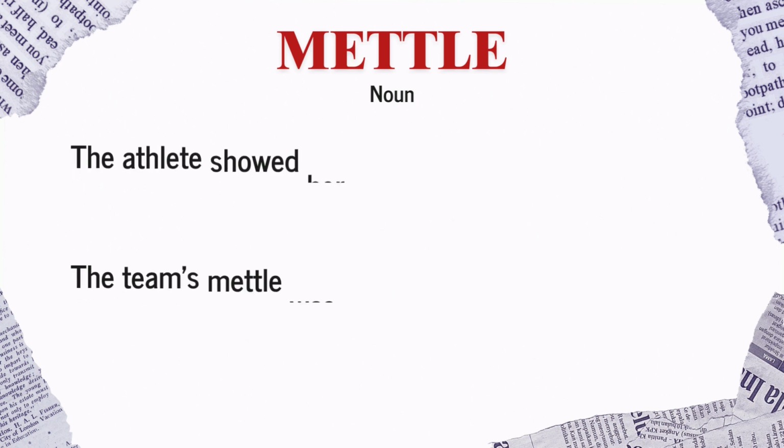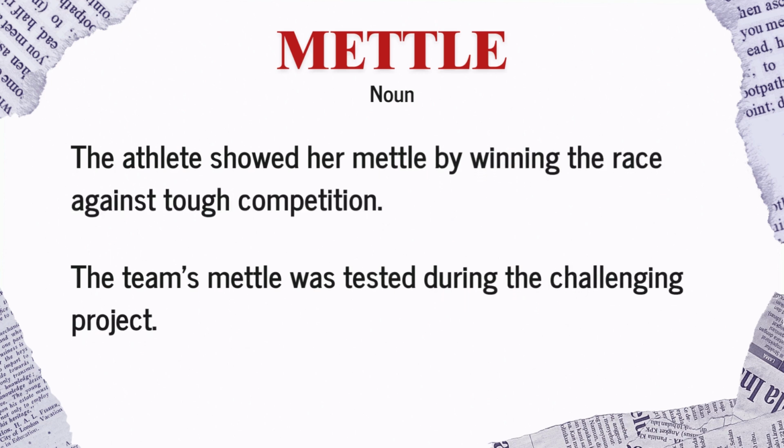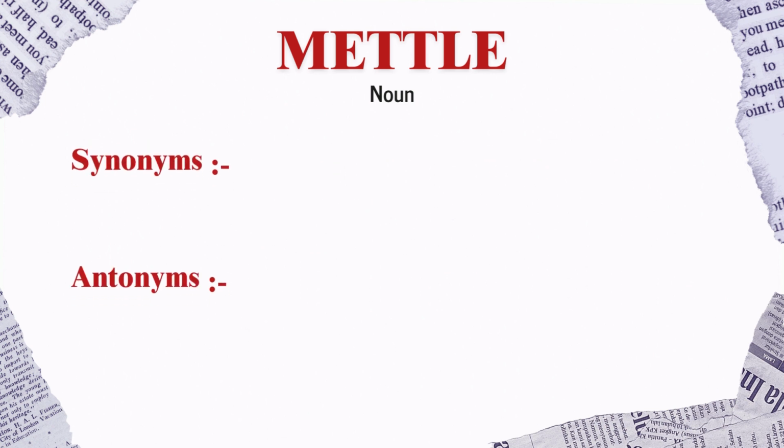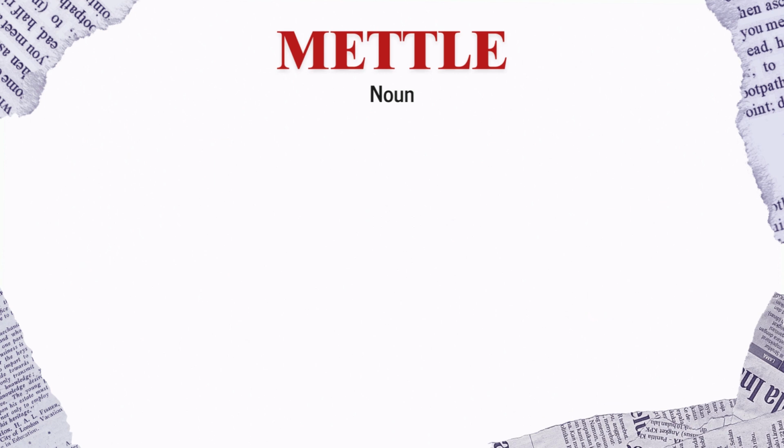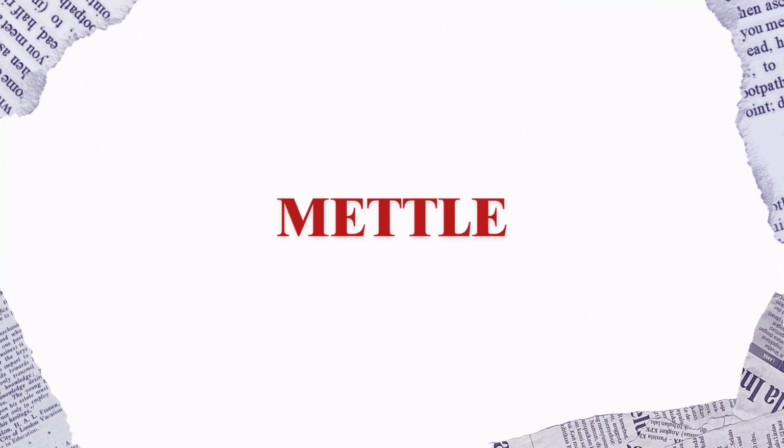The athlete showed her mettle by winning the race against tough competition. Another example is, the team's mettle was tested during the challenging project. Some synonyms for mettle are resilience, fortitude, and grit. On the other hand, words with opposite meanings or antonyms include weakness, cowardice, and timidity. Remember to pronounce the word mettle clearly.